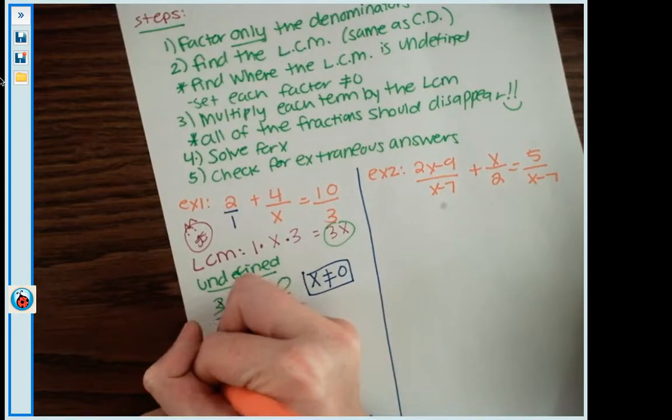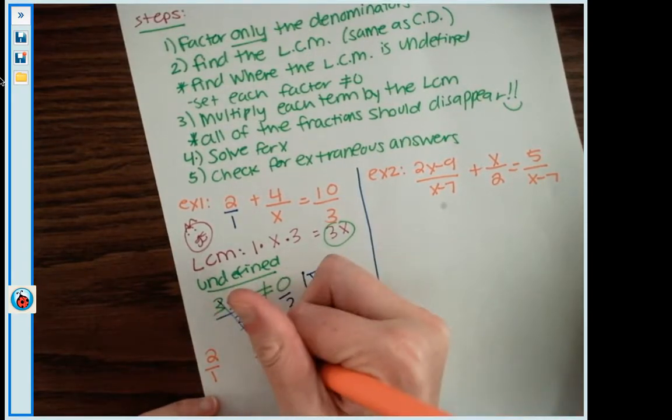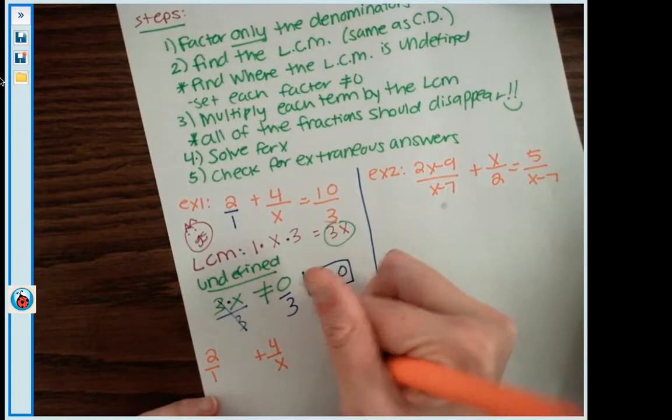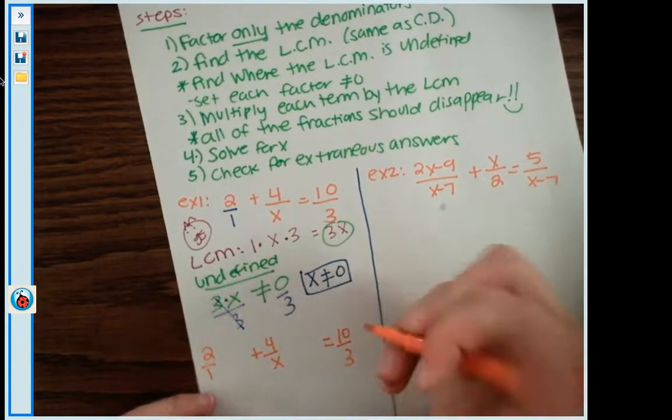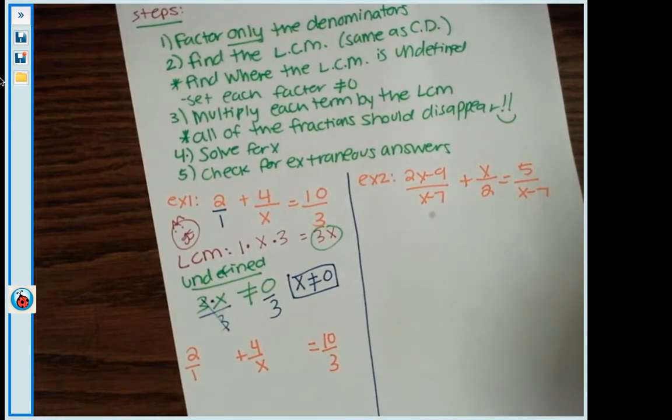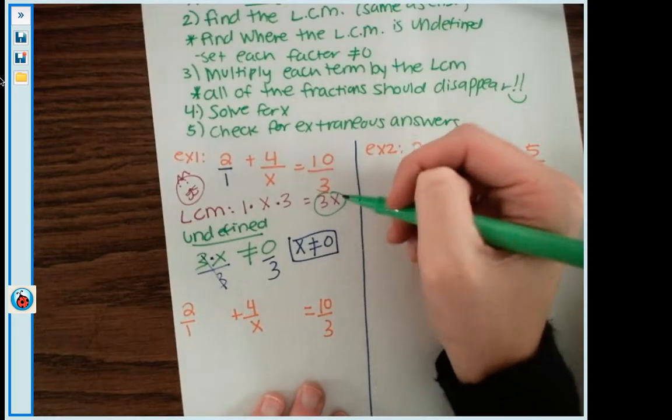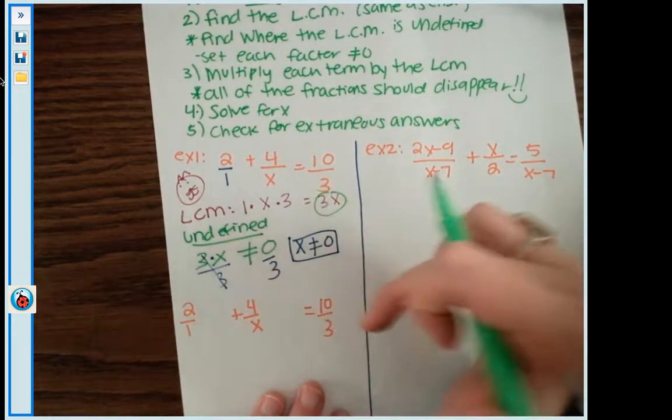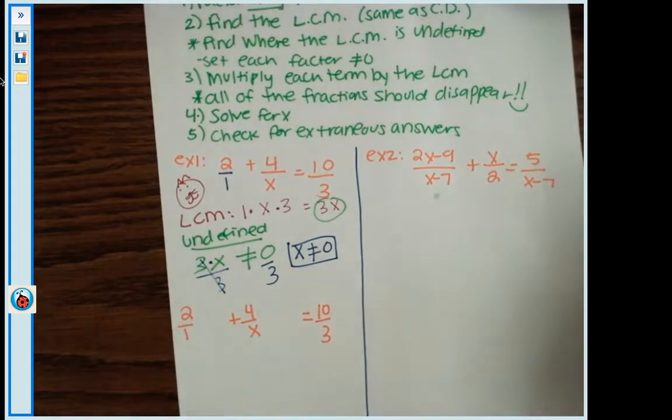So I'm going to have 2 over 1 plus 4 over x equals 10 over 3. Alrighty, so I'm going to take the LCM and multiply it to every single numerator I see. Remember, we are not trying to get common denominators.